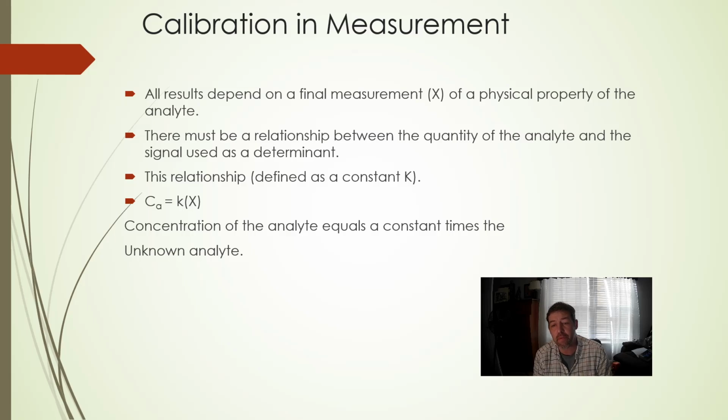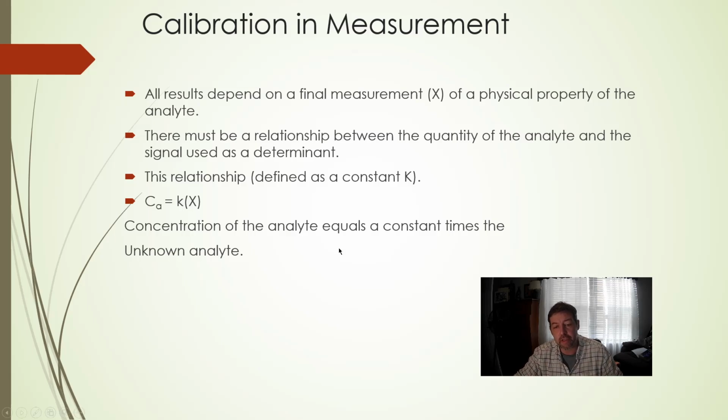There has to be a relationship between the quantity of the analyte and the signal used as a determinant. So, like with a basic HPLC, for example, you'll have a UV detector. So you need to be able to draw a relationship between, say, the double bond absorbing at a specific wavelength. You need to have that relationship between what you're measuring, and it has to cause a response in the instrument or the individual. Sometimes individuals are running these tests.